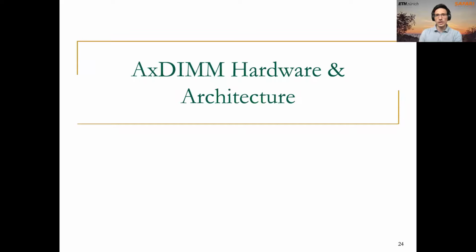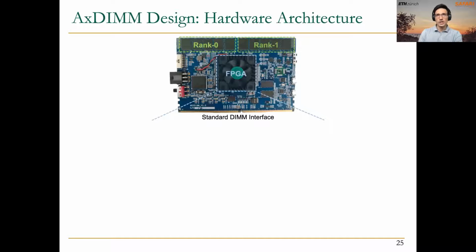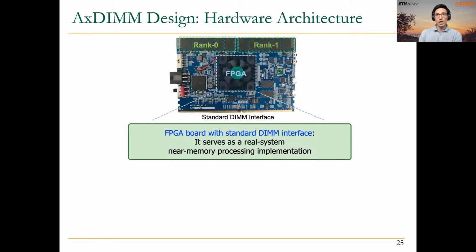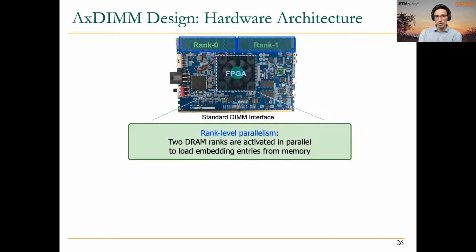So let's talk about the hardware and architecture of this AxDIMM design. As you can see, the AxDIMM contains two ranks, rank 0 and rank 1, and it can be directly connected to the host processor using the standard DIMM interface. So from the point of view of the host processor it is a regular DIMM, but this DIMM also contains an FPGA, a reconfigurable fabric that can be used for near memory processing.